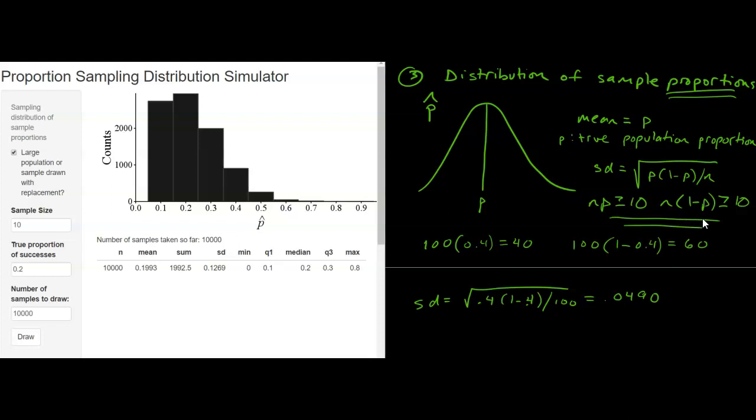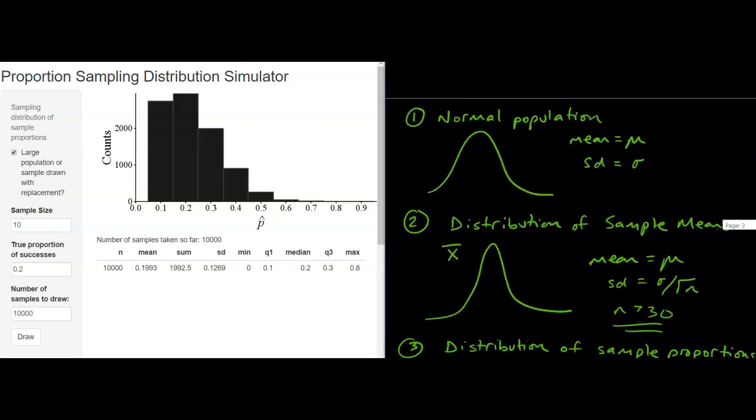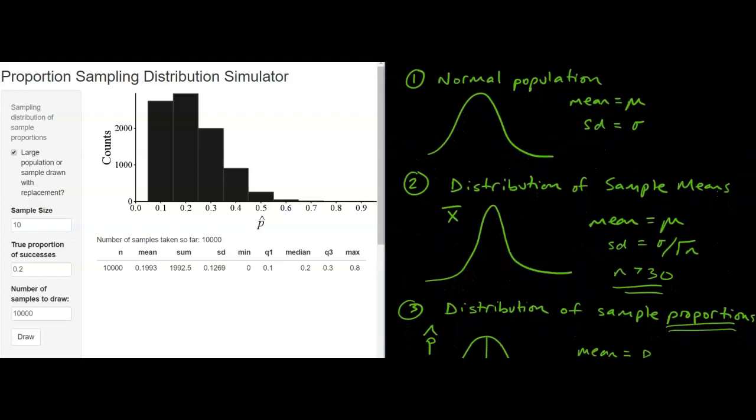Okay, so that's pretty much it for this video, but I just want to wrap up with a quick summary. If we go back to the very beginning of this, I started talking about a couple of normal distributions that we had seen in the past. We talked about just a normal population, also a distribution of sample means, or the X-bar distribution, and now we're talking about the distribution of sample proportions.